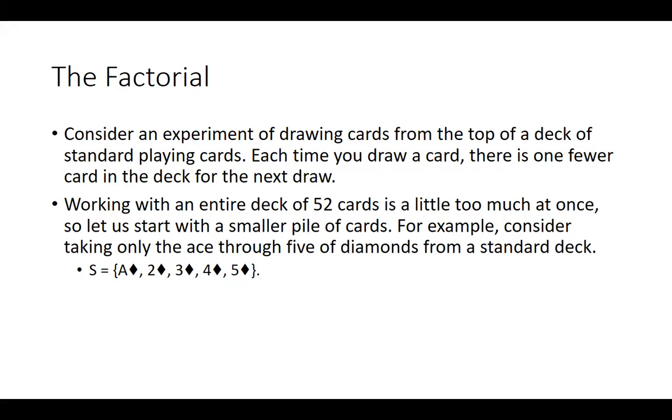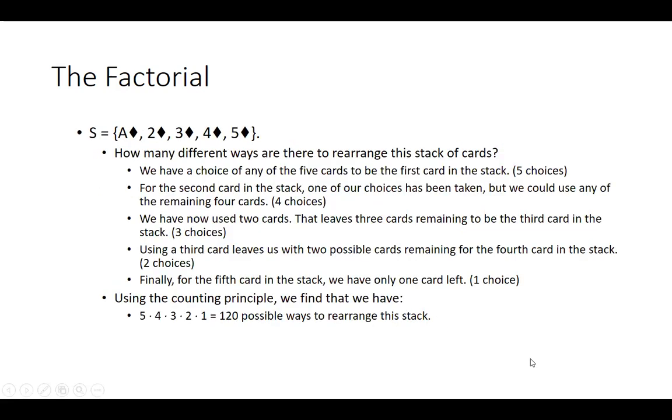So our sample space would be the ace of diamonds, the 2 of diamonds, the 3 of diamonds, the 4 of diamonds, and the 5 of diamonds. How many different ways are there to rearrange this stack of cards? Well, first we have a choice of any of the 5 cards to be the first card in the stack, so 5 choices. For the second card in the stack, one of our choices has been taken, but we could use any of the 4 remaining cards, so 4 choices for the second.